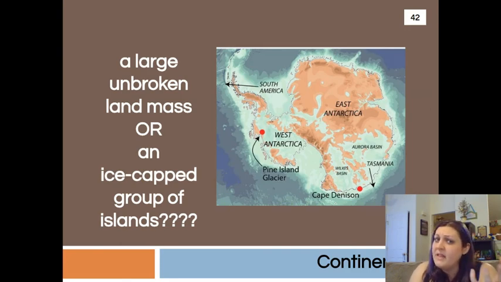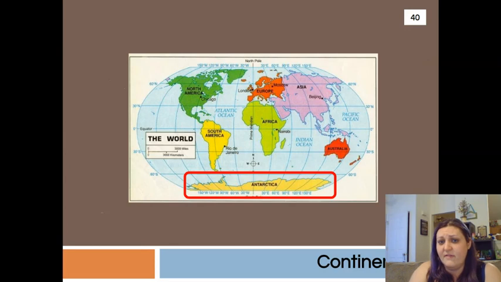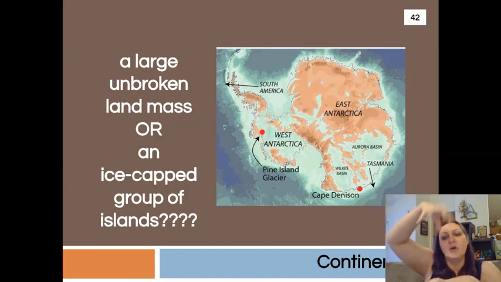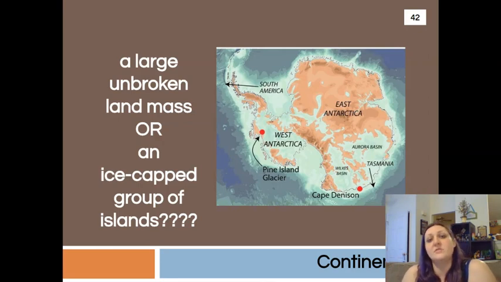Is it an unbroken landmass or is it an ice-capped group of islands? This yellow, long, somewhat connected-looking piece of land now just became this. This is what it looks like when you look at the South Pole from a three-dimensional point of view. So your final question for your notes is, is Antarctica a continent by this definition? Why or why not, in your opinion?